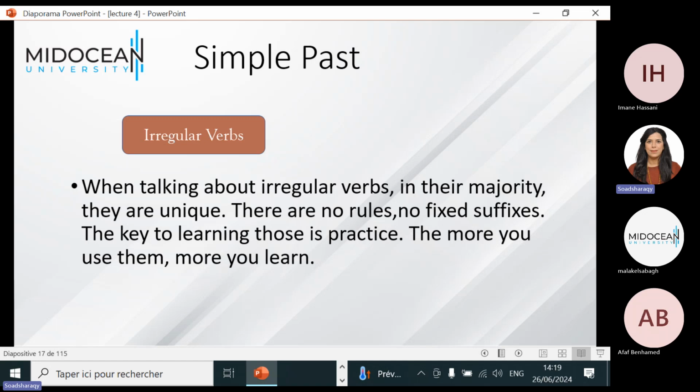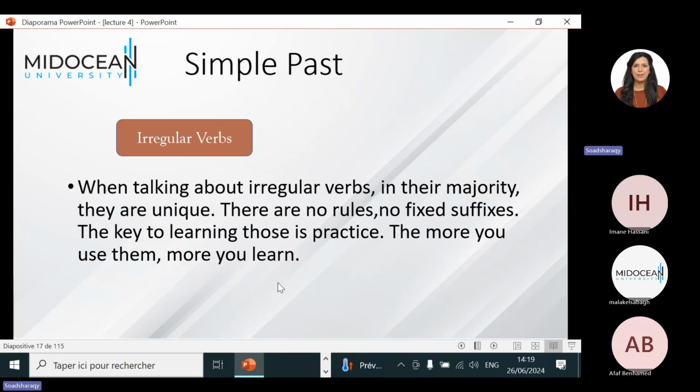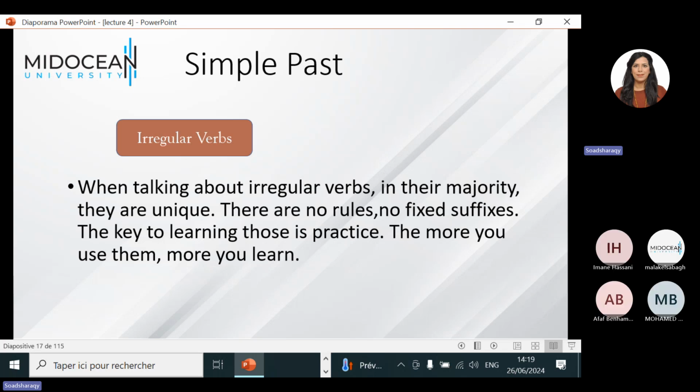Simple past now with irregular verbs. When talking about irregular verbs, in their majority, they're unique, and there are no rules, no fixed suffixes. The key to learning those is practice. The more you use them, the more you learn. In other words, you should learn the list of irregular verbs by heart.